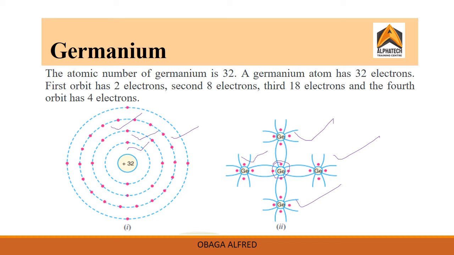And in this process of sharing, the central atom completes its last orbit by having 8 electrons revolving around the nucleus. In this way, the central atom sets up 4 covalent bonds. That is, we have bond 1, bond 2, bond 3, and bond 4. And since the atoms are arranged in an orderly pattern, germanium has a crystalline structure.